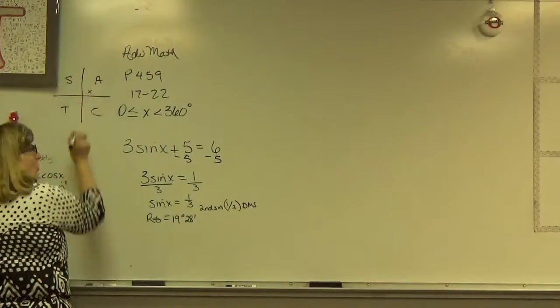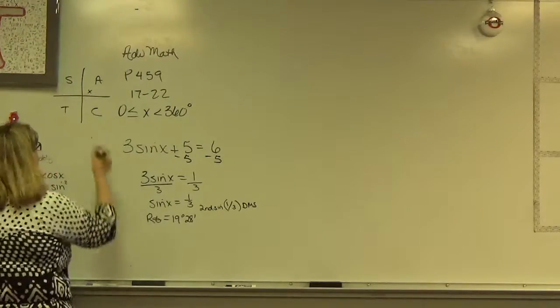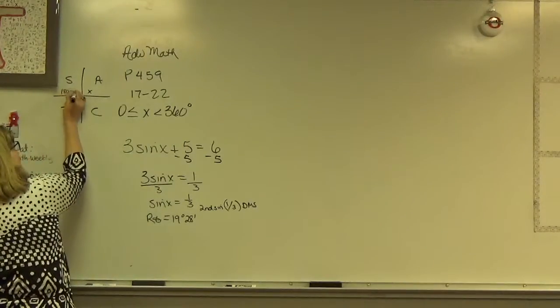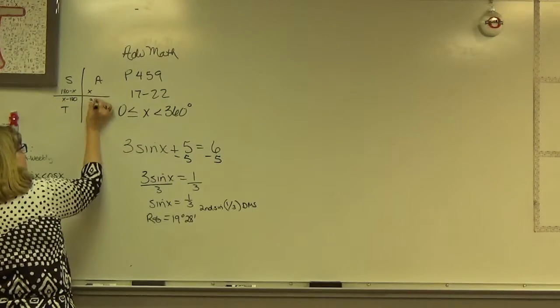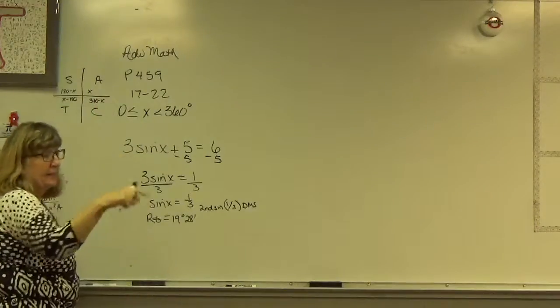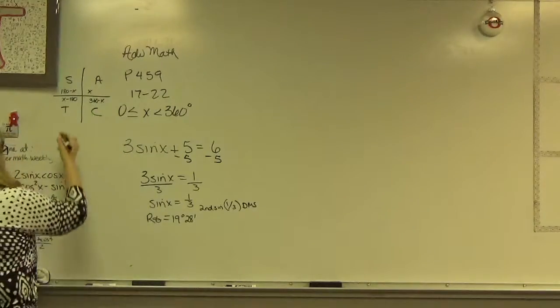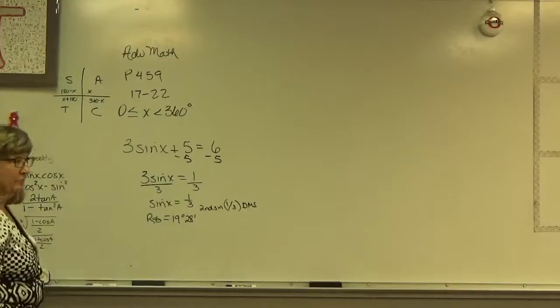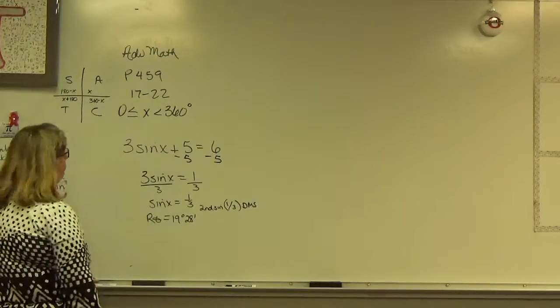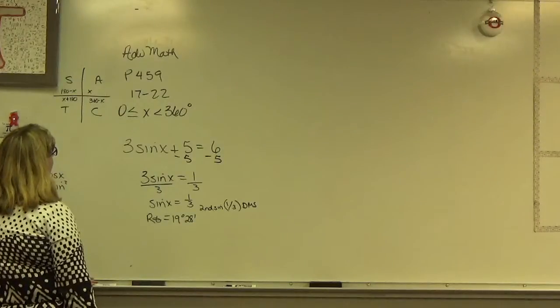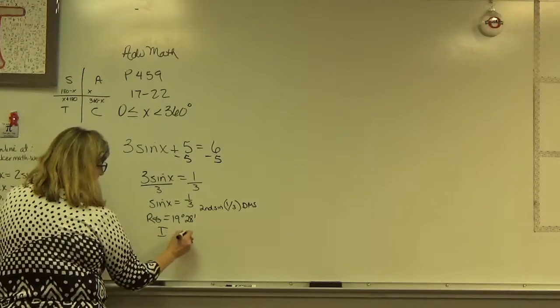If it's in the first quadrant, you don't have to do anything to it. If it's in the second, you take 180 minus it. If it's in the third, you take it plus 180. And if it's in the fourth, it's 360 minus it to place it in the quadrant. Oh, plus, you're right. I'm saying reference angle, not placing. Okay, so where is the sine positive? First and second.